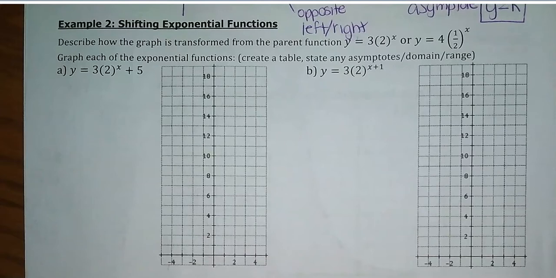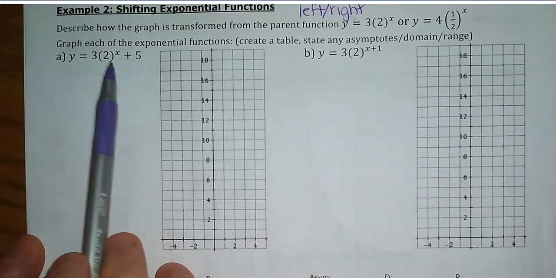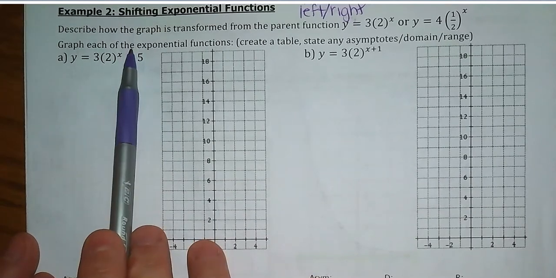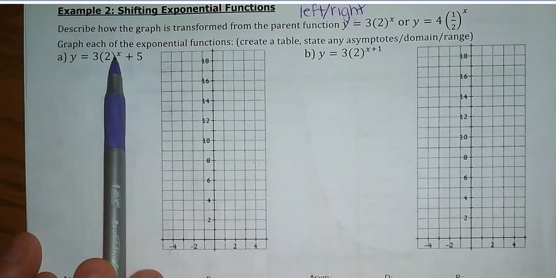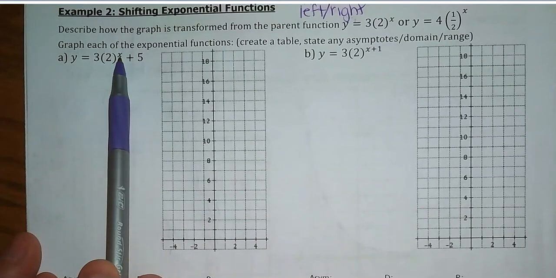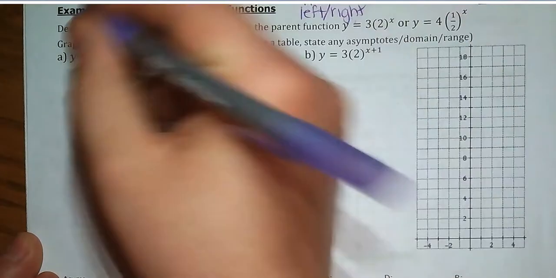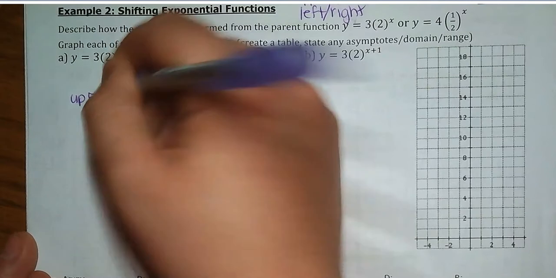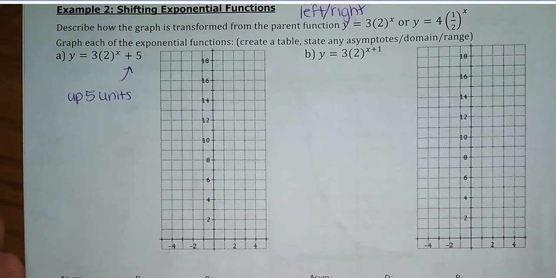Okay, so we're going to actually describe the transformations of these. All right, so because the x is by itself, if I just had y equals 3 times 2 to the x, that's what we're going to describe the change from, or the transformation. This is not going to move left or right because this is just an x by itself. So if I was to describe this, this is going to go up 5 units from y equals 3 times 2 to the x. That's all that's going to go on there.